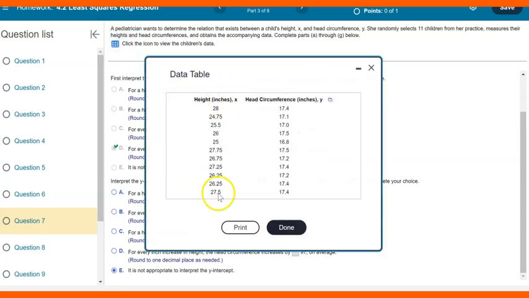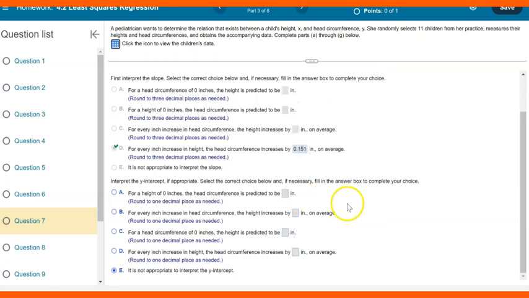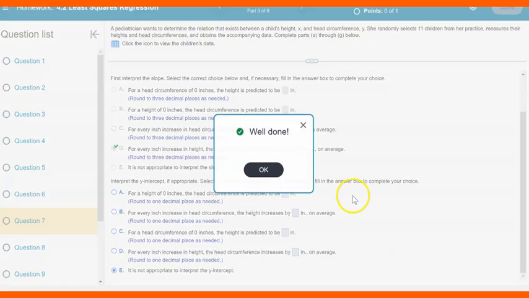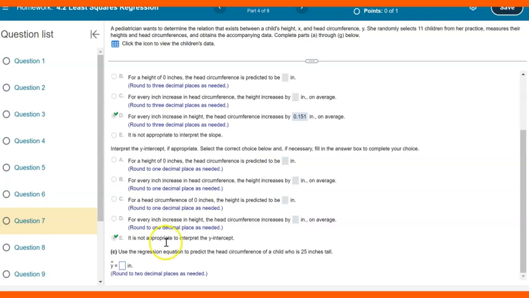In other words, 0 is out of scope of the model. You cannot interpret the y-intercept in this situation. Okay, and that's the answer. Well done. Next question, part C.